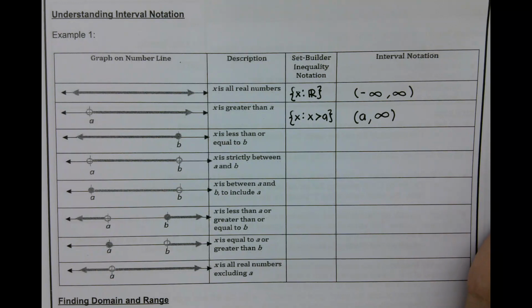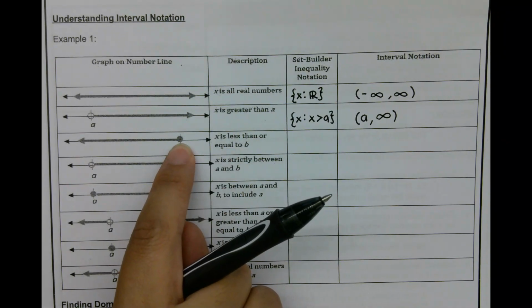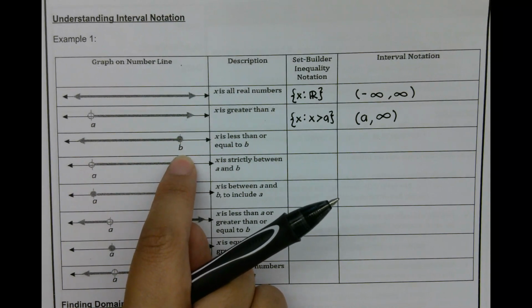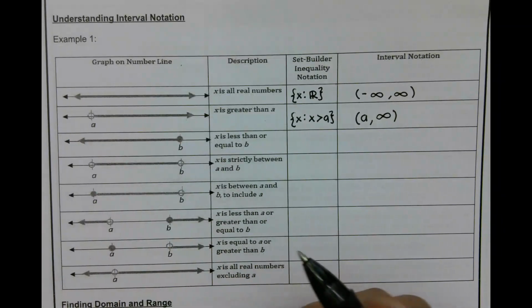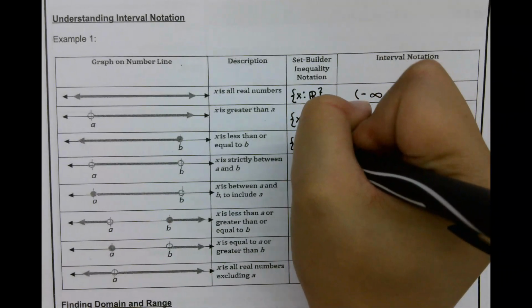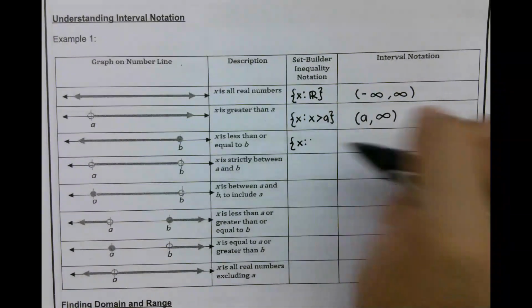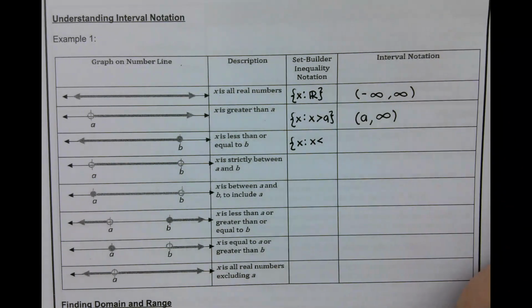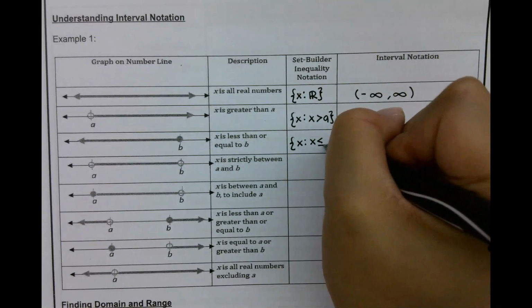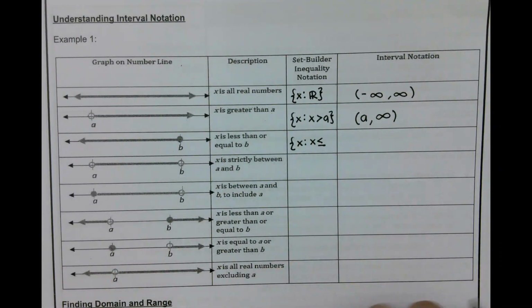So the next one here is x is less than or equal to B. Here we see a closed circle for B, meaning I include B, and it's going to the left forever, indicated by this arrow. If I were to write it in set builder inequality notation, it always starts with that curly brace and x and the colon. I would write x is less than or equal to B, because it includes B, it's a closed circle, so I have that line at the bottom for equal to.